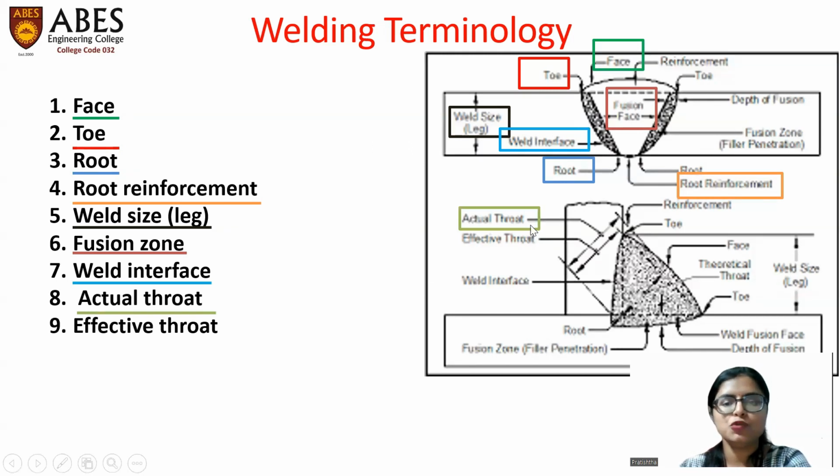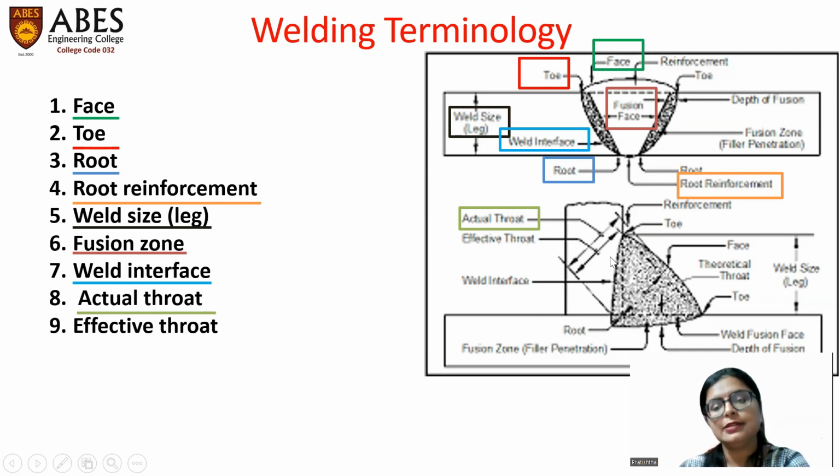Actual throat, for last two terms we'll refer this image. Actual throat is this distance, this one. It is the shortest distance between root and face. This is face and this is root. So it is the shortest distance, or you can say the perpendicular distance between face and root.